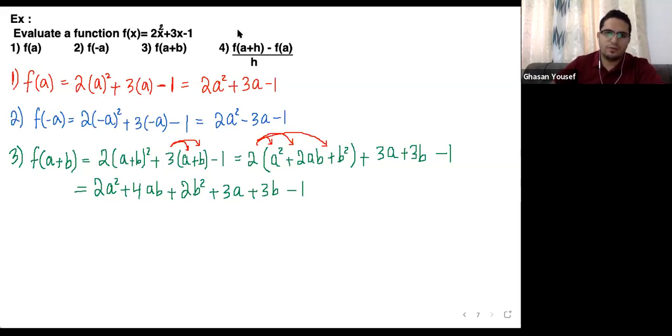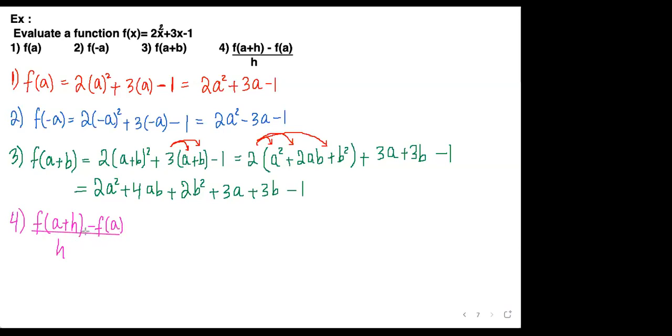Now for number 4, who will do number 4? Number 4 is easy because f of a depends on number 1 only. Okay, who will do number 4? f of a plus h minus f of a, over h. So, okay, who will do it?